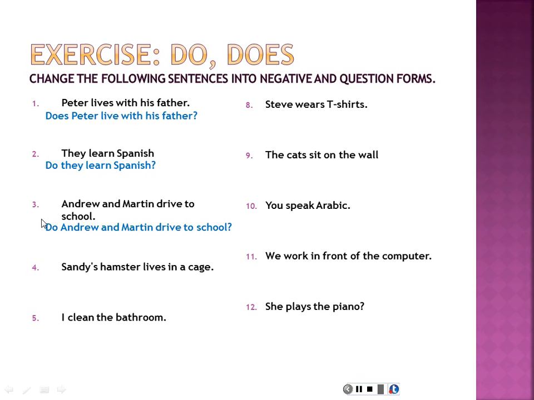So we added do because we have two subjects. In the case of two subjects, we use do because they are plural, more than one. Number 4, Sandy's hamster lives in a cage. So we use does. Does Sandy's hamster live? There is no S here.